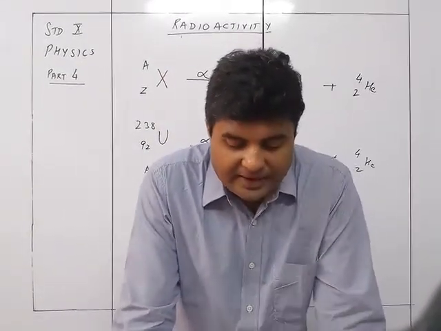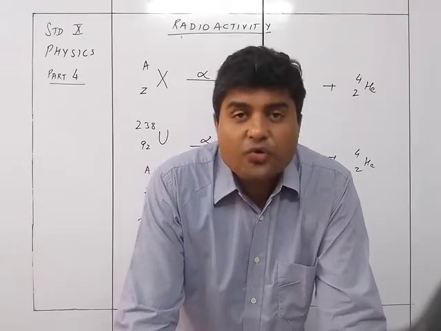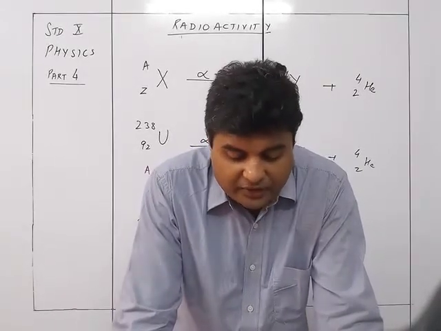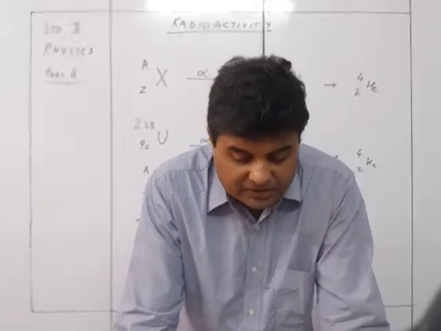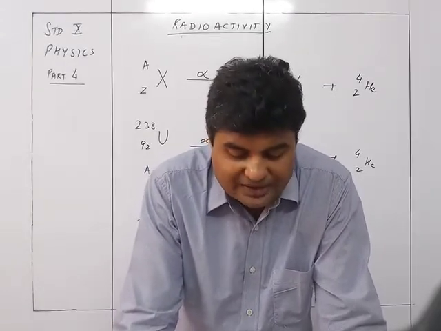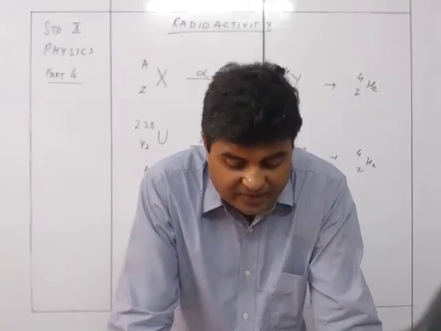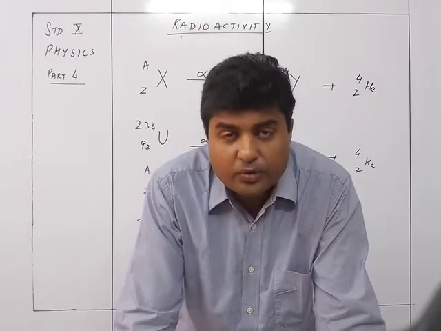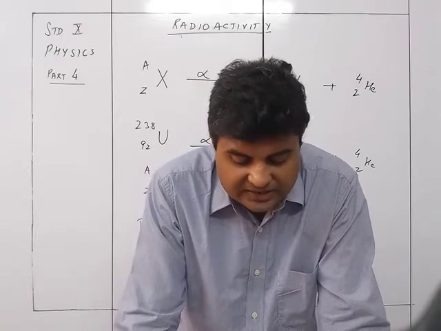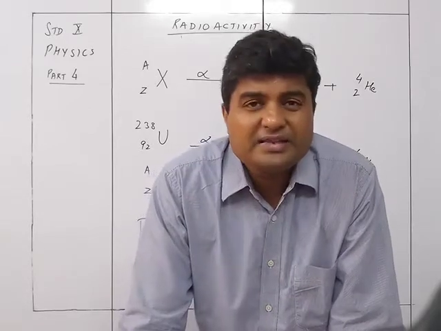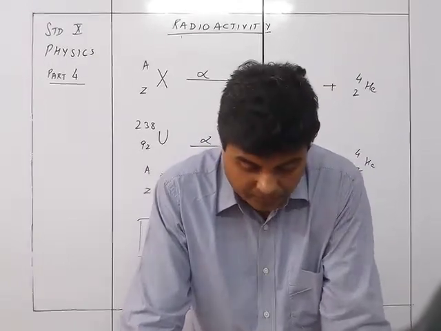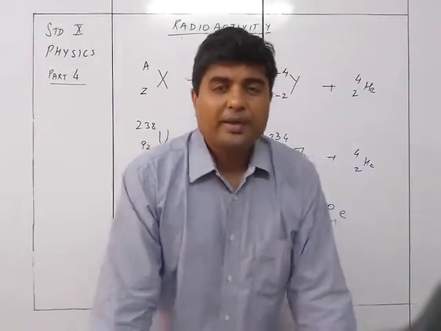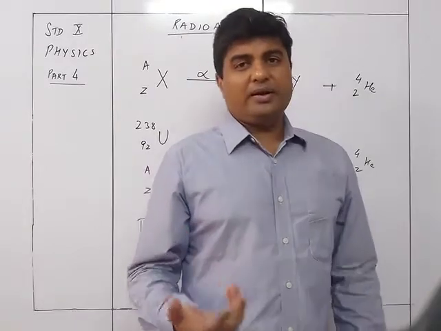Example, the radioactive carbon nucleus 14C6, having 14 nucleons, 6 protons and 8 neutrons, emits 1 beta particle and changes into a new nucleus, nitrogen 14N7, having 14 nucleons, 7 protons and 7 neutrons. The change is represented as follows: 14C6 gives you 14N7 plus 1 electron. So that was about the beta particle.